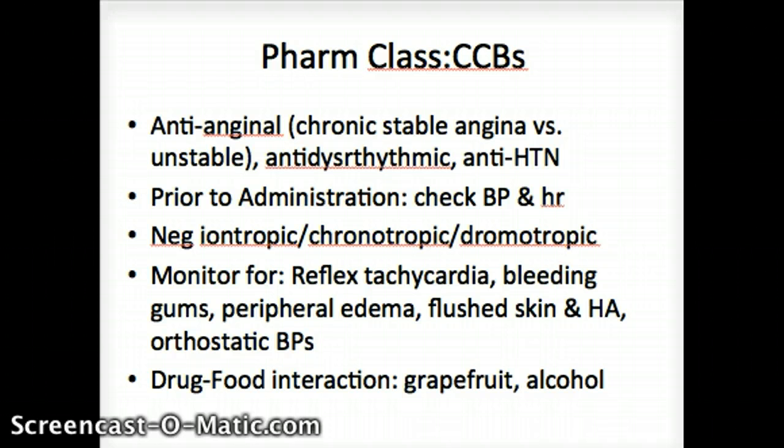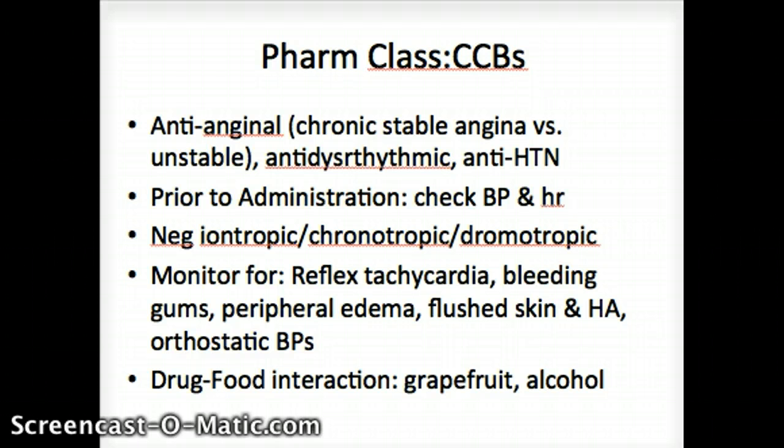Same reason why I need to check the heart rate, because as you can see there, it's all negatives. It's negative inotropic, negative chronotropic, and negative dromotropic effects. Remember, negative inotropic means it reduces the force of the myocardial contraction, so it decreases how hard your heart has to work. The negative chronotropic means it's going to slow down electrical conduction, so it helps with some of those dysrhythmias. And then lastly, the negative dromotropic means it's going to decrease the heart rate. So if it has negative dromotropic effects, I better know what your heart rate is beforehand, because I don't want to cause you to go into bradycardia.